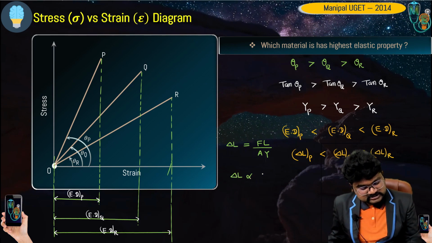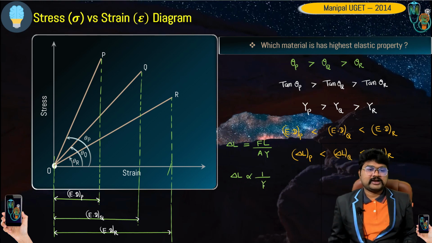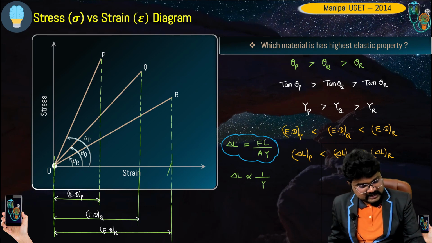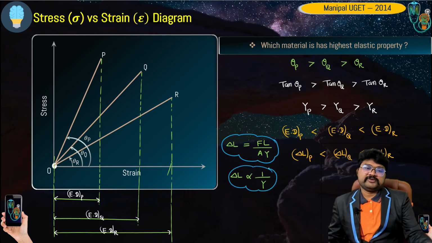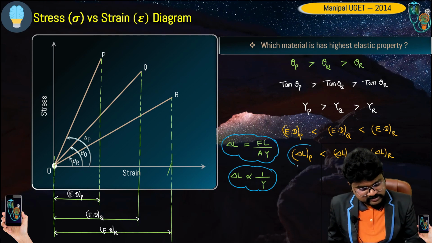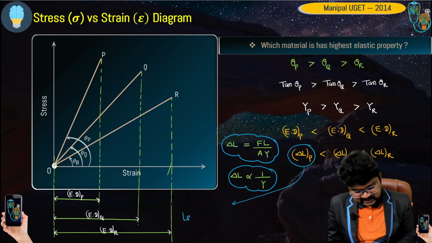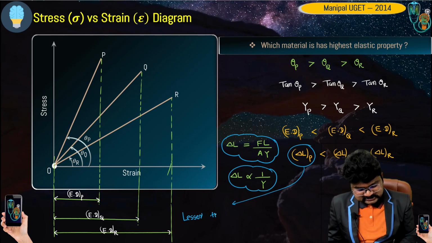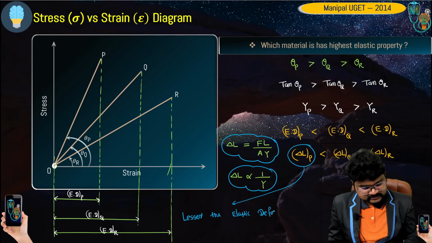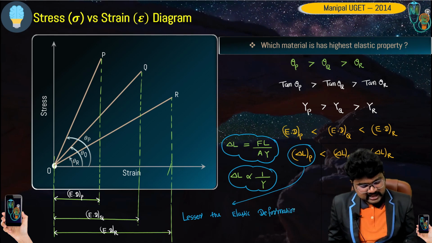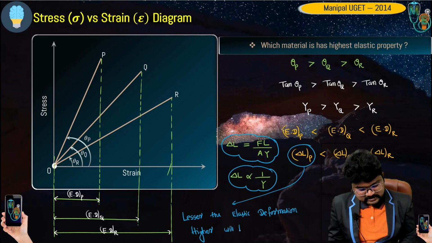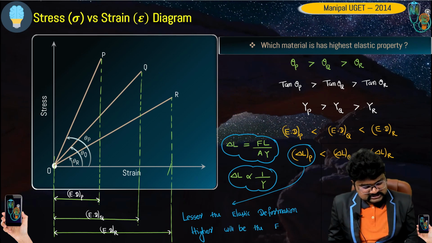Delta L is inversely related with Y. So from that you can easily write this expression. The higher the Young's modulus, the lesser the elastic deformation. The lesser the elastic deformation, the higher the elastic property of the material.